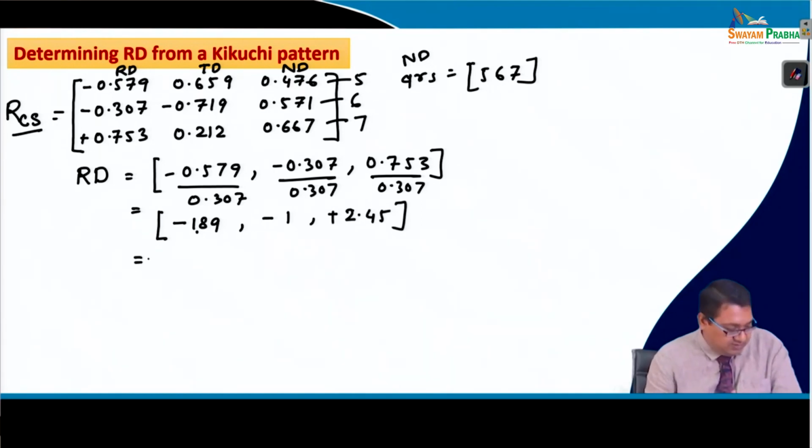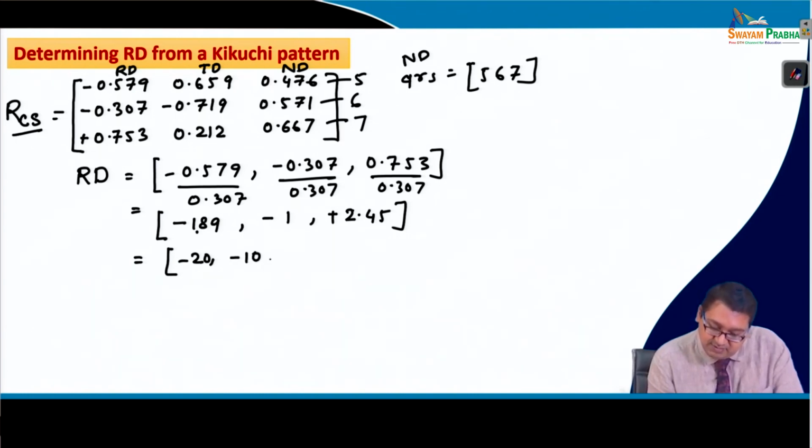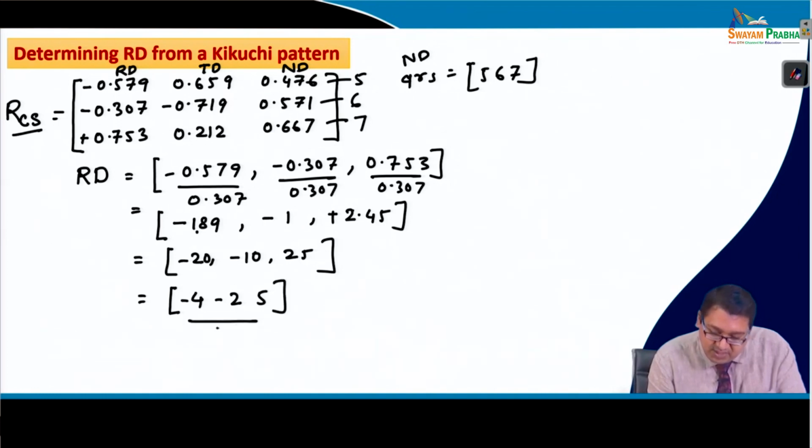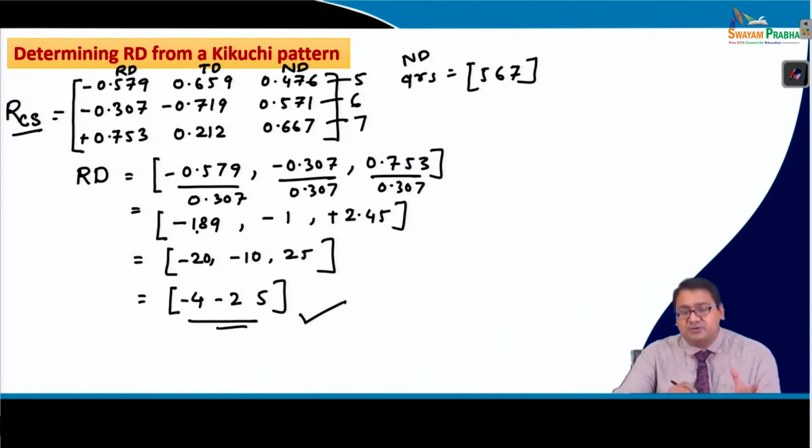So, if we find a closer solution, then it becomes equal to 2. Let us say we multiply it by 10, then it becomes equal to 18.9, which is basically near to 20, and then it is minus of 10 because we are multiplying by 10, and then it becomes equal to 25. So, if we divide this by 5, then it becomes 4, 2, 5. So, something like this will be the value of RD, and that is why we find out the value of RD without rotating the Kikuchi pattern, from a single Kikuchi pattern.